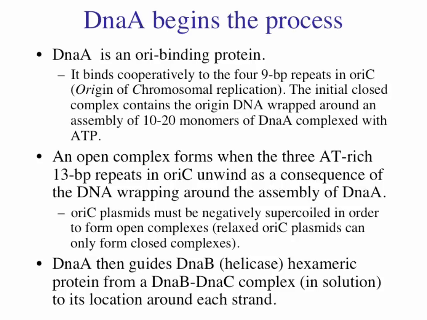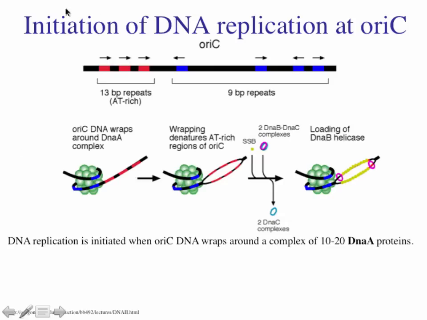So let me show you this in a picture. Here is an image depicting the origin of replication. You have these four 9-base repeats. The arrow indicates the directionality of them, where the repeat is moving, and here they're shown in blue. And you have these three 13 base pair repeats which are AT-rich. As you remember, A and T have only 2 hydrogen bonds. Therefore, the strength of those AT-rich regions is a lot weaker.